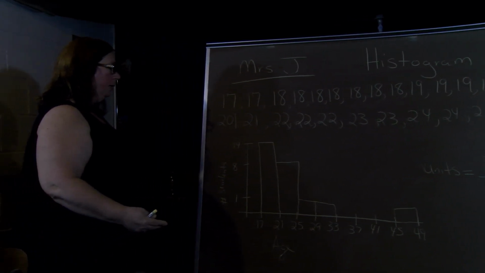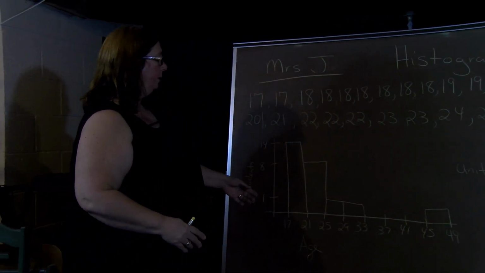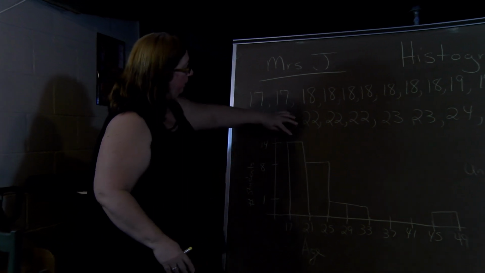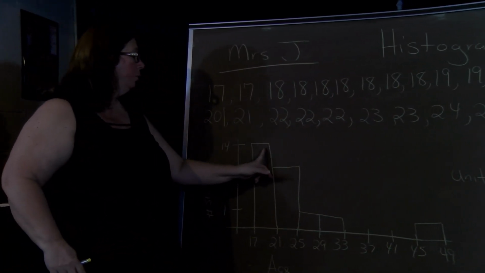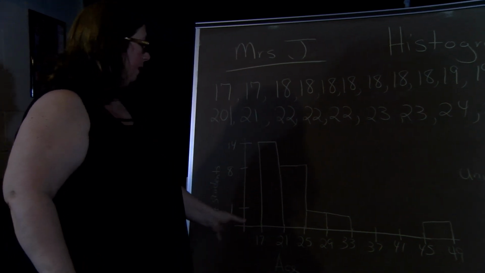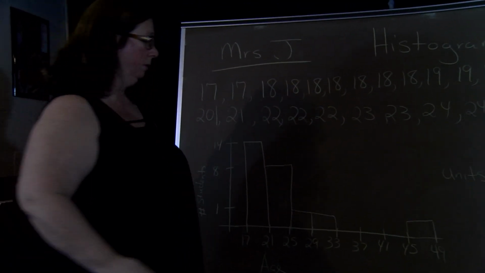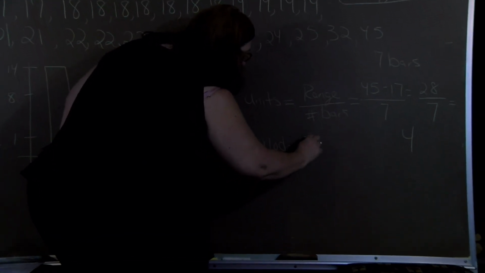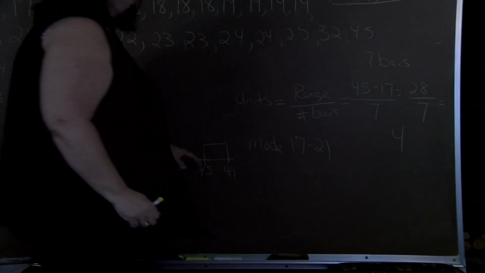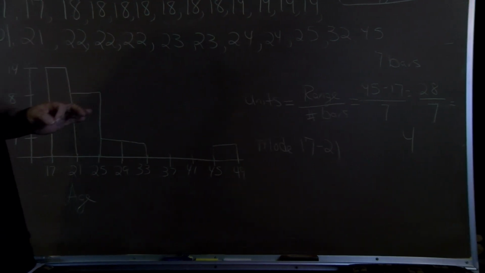The biggest thing on the histogram when you're talking about, for instance, the mode, most often would be this group, but it's not one individual number. It's a group of values. So the mode would be 17 to 21. So it's not an individual value.